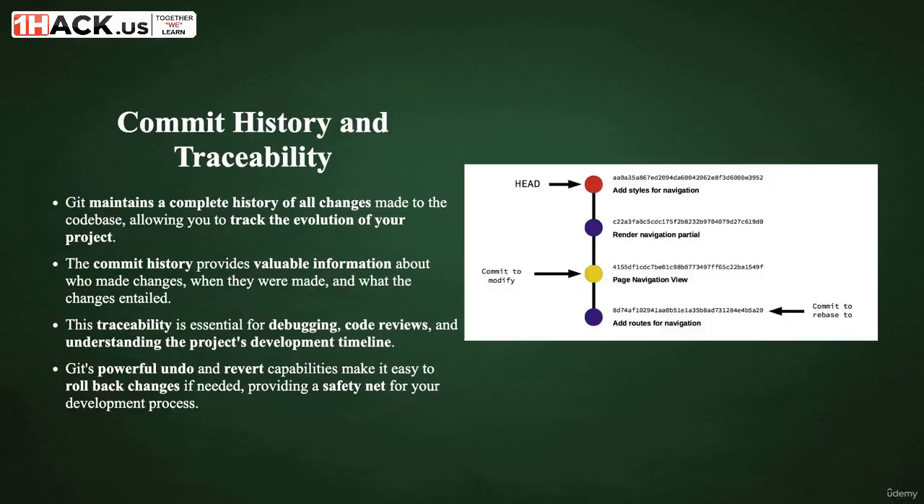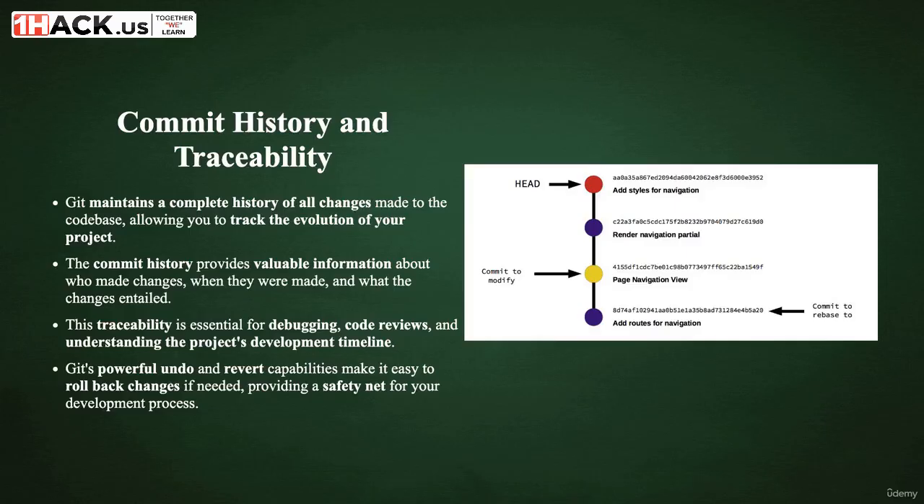Another key benefit of using Git is its ability to maintain a complete history of all changes made to the codebase, allowing you to track the evolution of your project over time. The commit history in Git provides valuable information about who made changes, when they were made, and what the changes entailed. This traceability is essential for a variety of tasks, such as debugging, code reviews, and understanding the project's development timeline. If you ever need to investigate an issue or understand how a particular feature was implemented, the commit history in Git can be an invaluable resource.